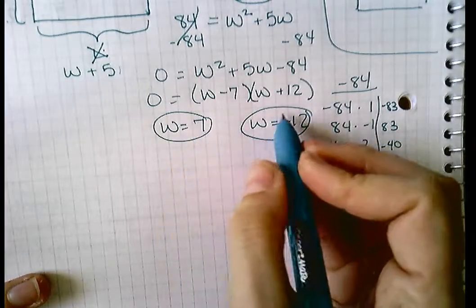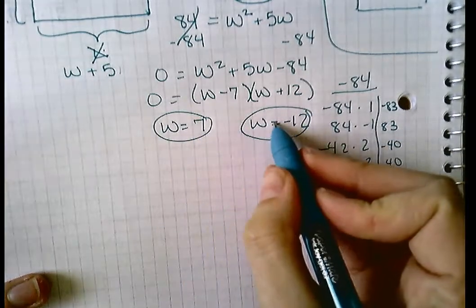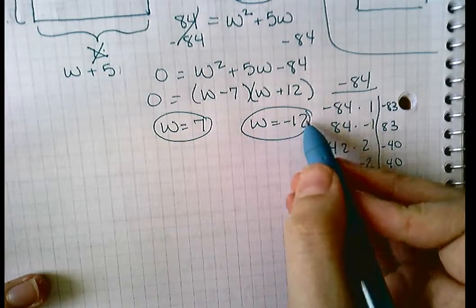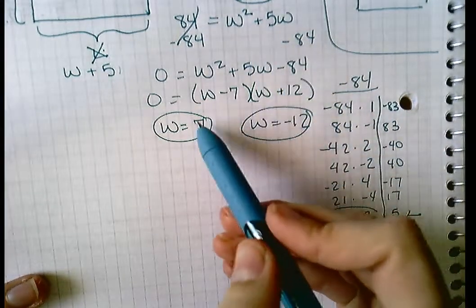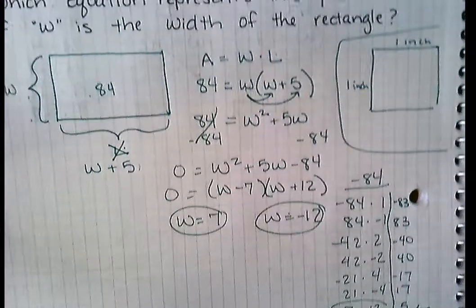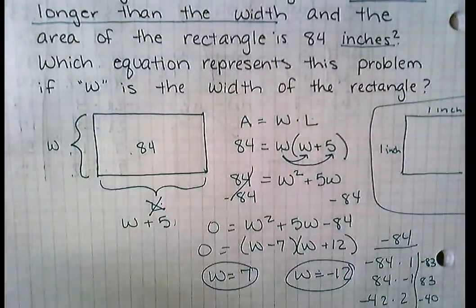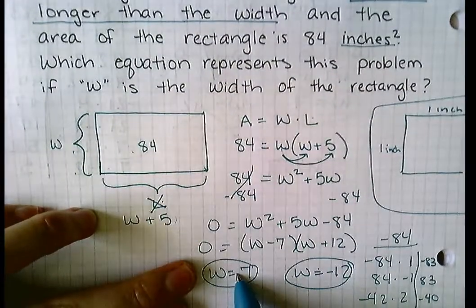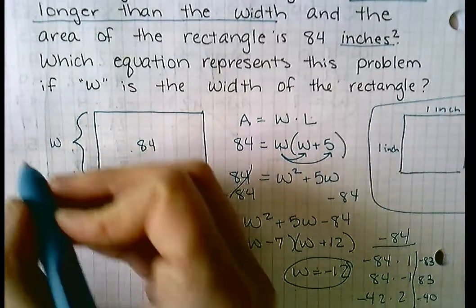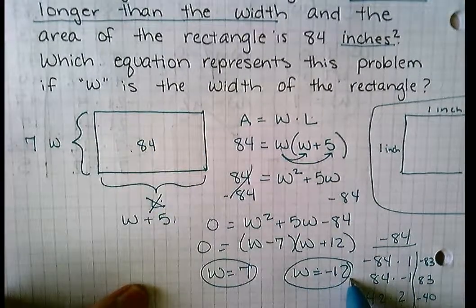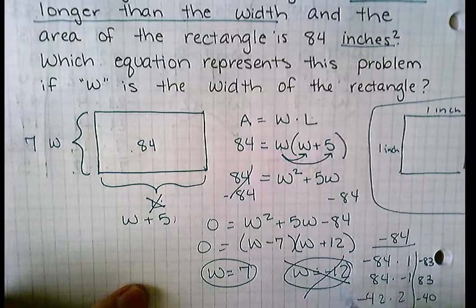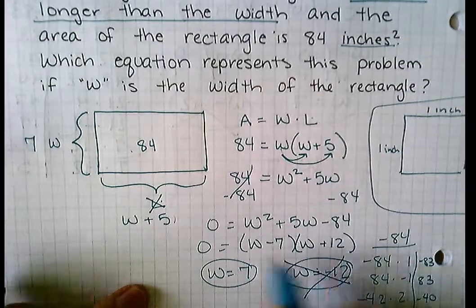Now for this word problem, it doesn't make sense to have the width be negative 12 inches. So even though when you're just doing problems, you get 2 answers, if you're doing a word problem, you have to see if those answers make sense. If the width is 7 inches, that makes sense. But a width of negative 12 inches is really confusing. So you ignore that one.